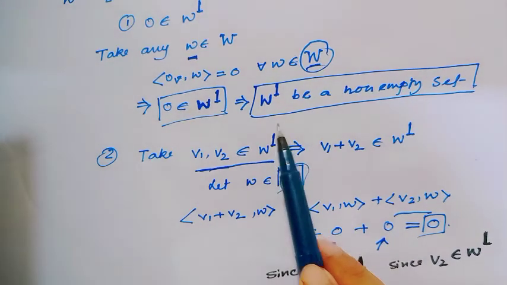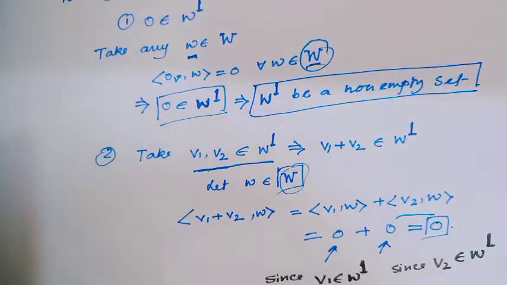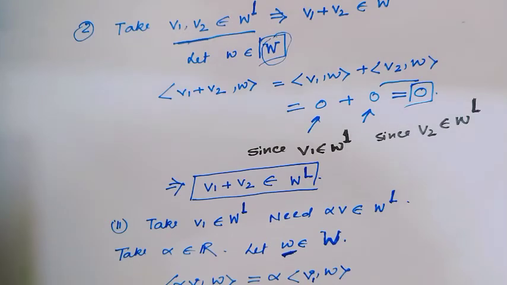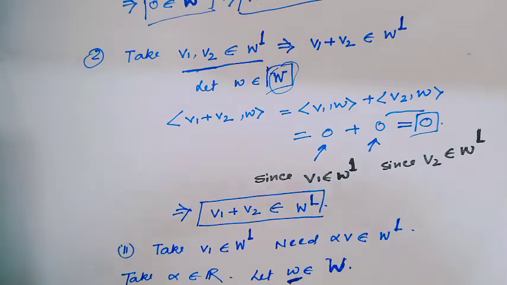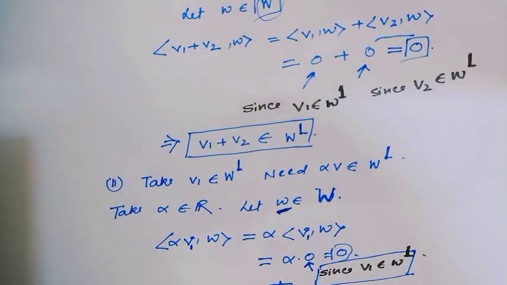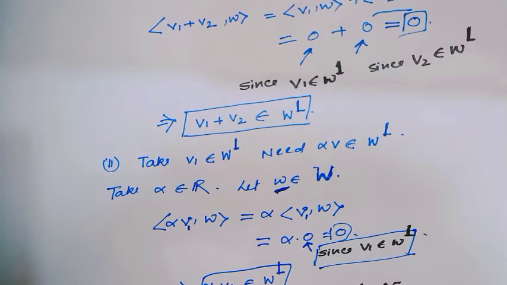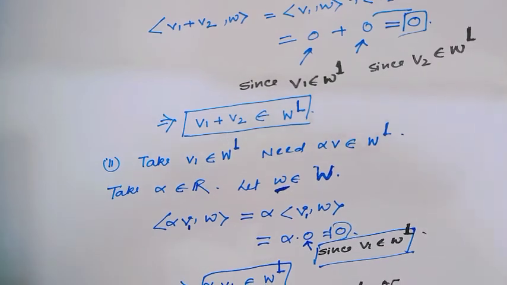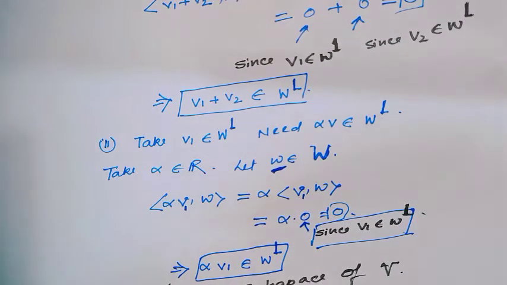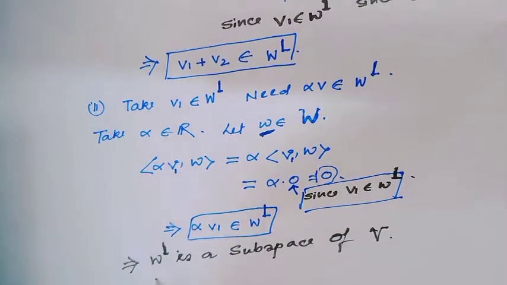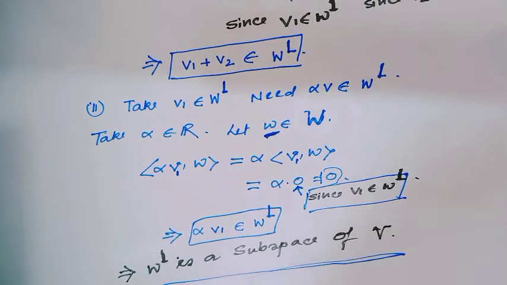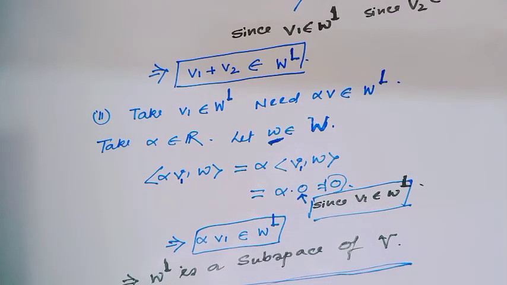Therefore, I have proved W perp is a non-empty set. Then I have proved that if we consider two arbitrary vectors v1, v2 belonging to W perp, then their sum also belongs to W perp. And I have proved the scalar multiplication of any vector also belongs to W perp. That means obviously W perp is a subspace of the vector space V. Are you getting the proof?